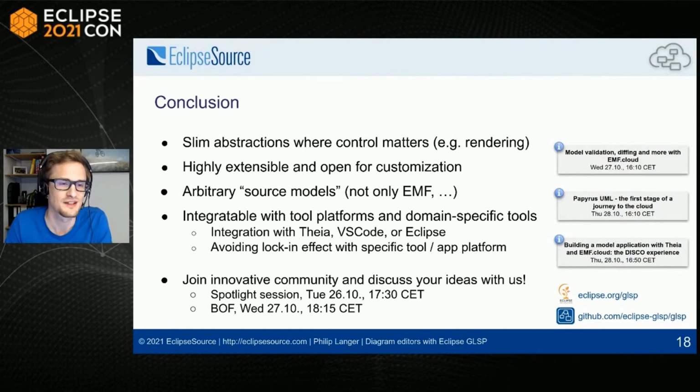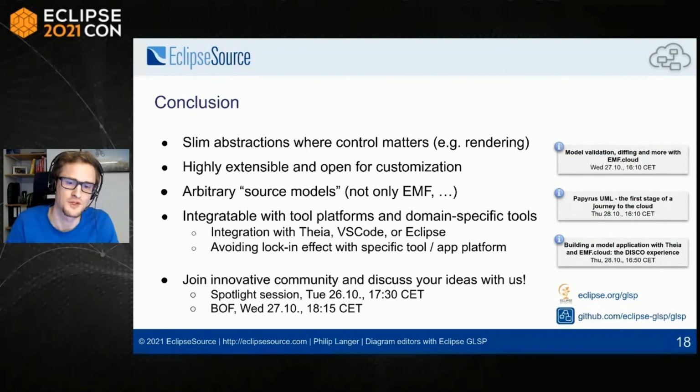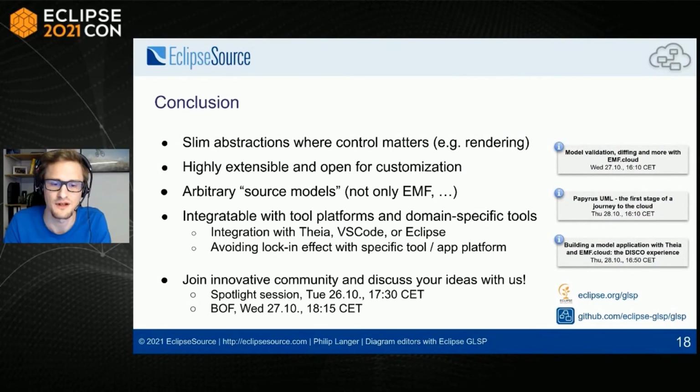In summary, I would like to say that over the years, what really makes a difference with GLSP is that it is highly extensible and open for customization. That's super important for building domain-specific diagram editors. For domain-specific things, you need to have full control over any mechanisms, and you need slim abstractions where control matters, so that you can really embrace the power of SVG and CSS, for instance, for rendering, and add your domain-specific controls to it. You can hook up any source models that you may have, whether they are EMF, Xtext, or simply a JSON file. It is also great that you can integrate those editors with several different IDE or tool platforms like Theia, VS Code, or Eclipse, which of course avoids a lot of lock-in effect with a specific platform.